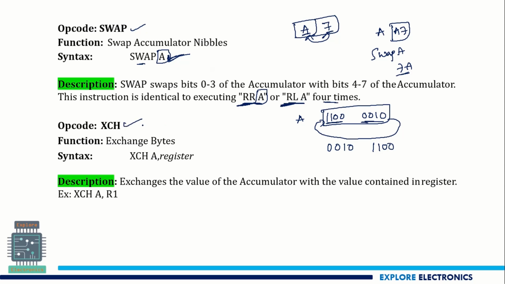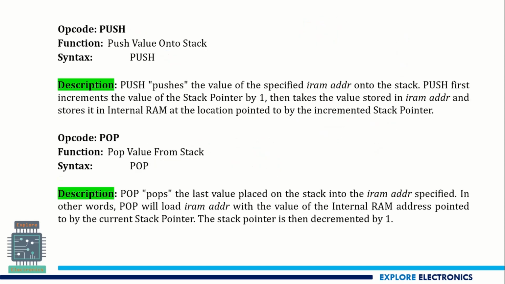Exchange instruction, that is XCH. XCH A, register. Means A will be having some content and some register R0 will be having some other content. We need to exchange these two values. We need to copy A to R0, R0 to A. Then we are going to use this exchange instruction XCH.